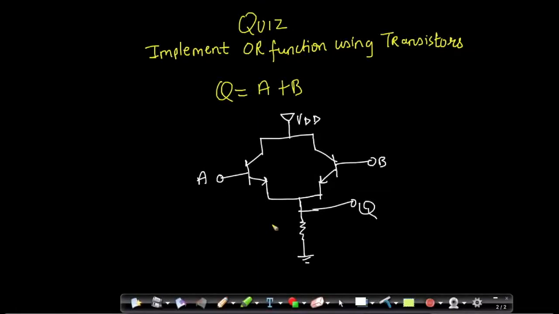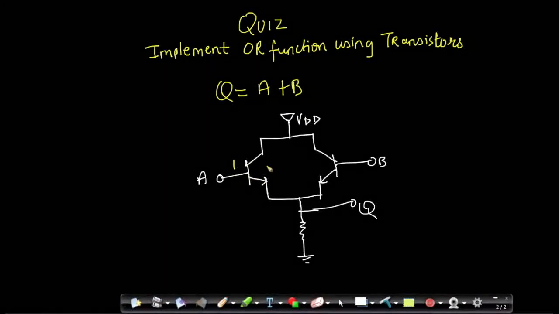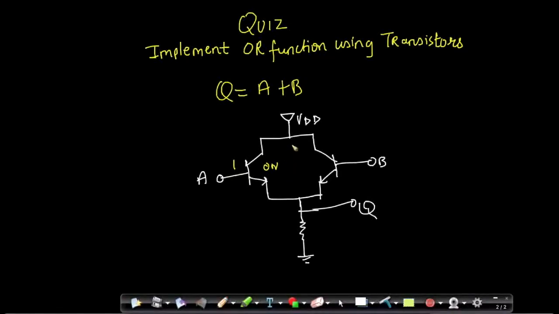So here's how you would implement it. Instead of placing both the transistors in series, you would place them in parallel. So what would happen is even if one of these transistors turns on, the current can flow from the VDD to the output, and thus you would get a logic 1 over here if any one of these inputs turns on.